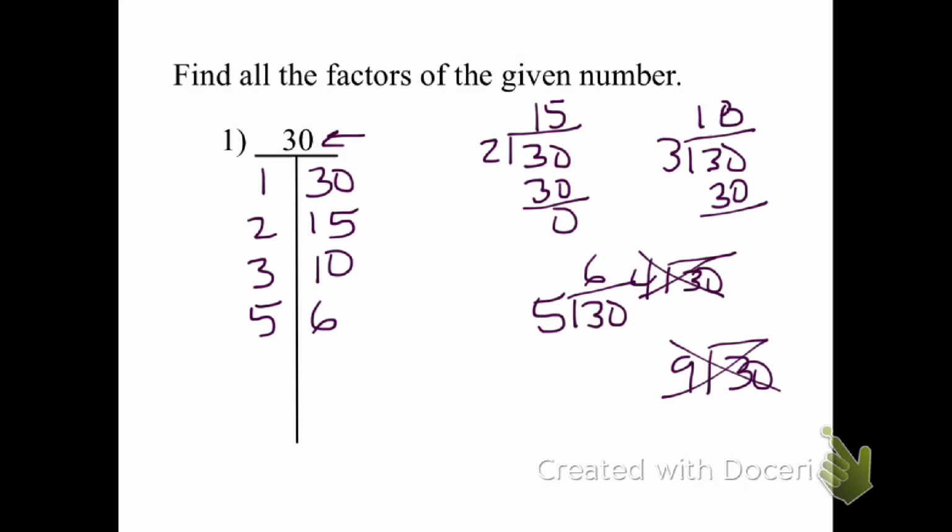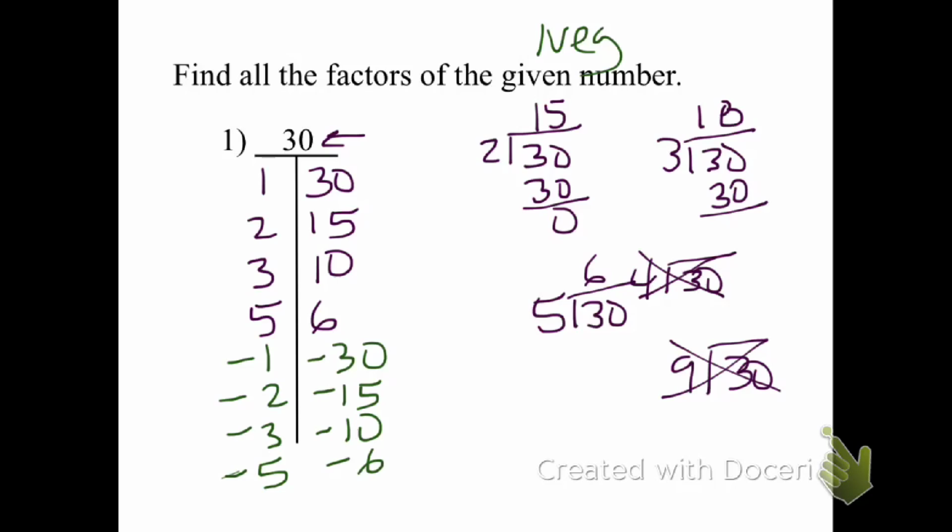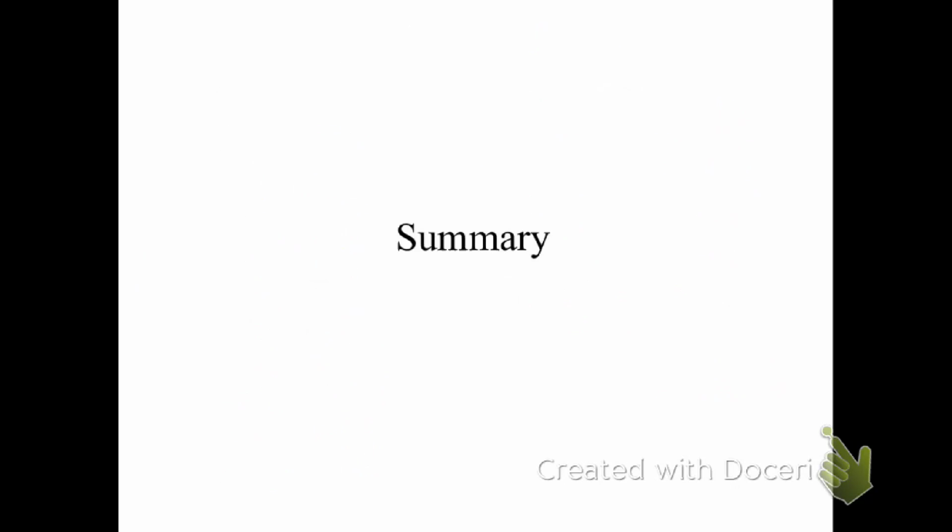Not necessarily. Remember, we can always have negative ones. So you take all your factors, we're going to make them negative. -1, -30. -2, -15. -3, -10. -5, -6. So now we have all our factors of 30. So don't forget about your negative numbers. We've learned about divisibility rules, how to be divisible, what's a factor.